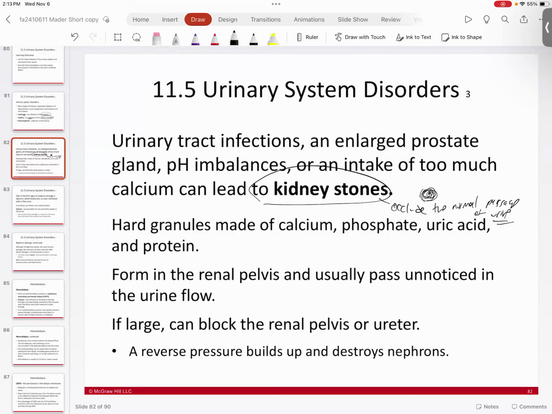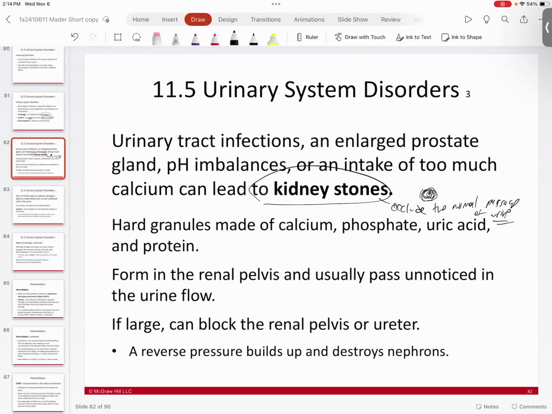And they hurt. So these granules of calcium and phosphates and uric acids and proteins, they can form. In a urine sample, there is a certain amount of aggregation that's normal. So just because you have some crystals forming in your urine does not necessarily mean that you need to hit the panic button. There is a normal amount of that. It's just when it starts to become extreme that it becomes a problem.